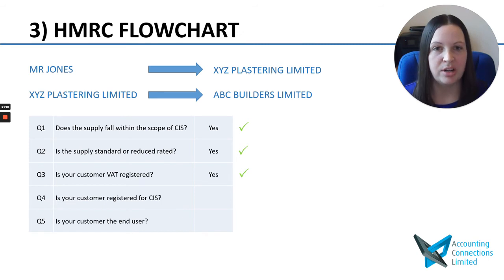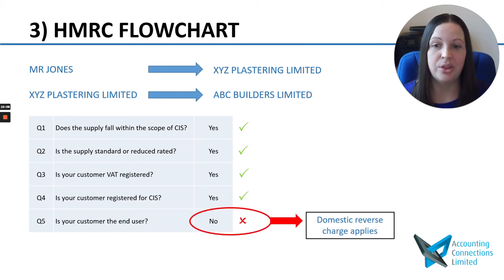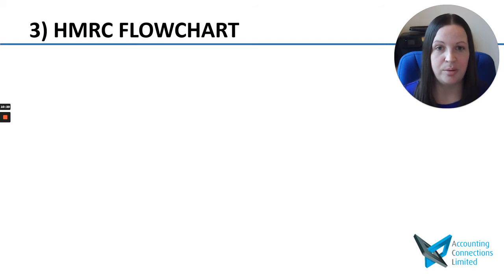Is your customer registered for CIS? Well, yes, both XYZ Plastering Limited and ABC Builders Limited are registered for CIS. Is your customer the end user? Well, we've already established that Mrs. Robinson is the end user, so neither XYZ Plastering Limited nor ABC Builders Limited are the end user. What that means is that the domestic reverse charge applies for both of the relationships between Mr. Jones, XYZ Plastering Limited and ABC Builders. Now we have to look at the relationship between ABC Builders Limited and Mrs. Robinson.